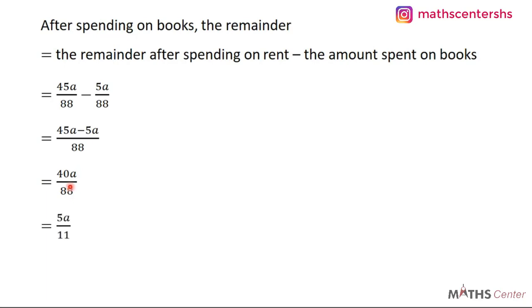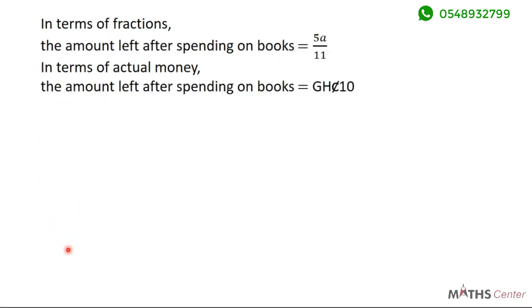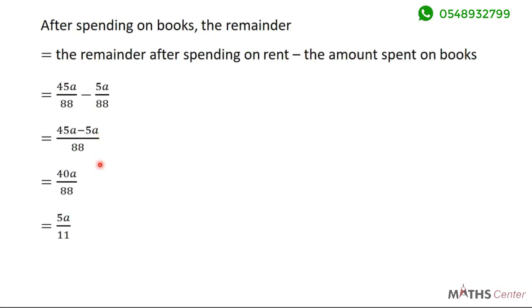So from here, we can simplify further. 8 will cancel 40 5 times, and it will cancel 88 11 times. So we have 5a over 11. So this is broken down to the simplest form to get 5a over 11. So we can say that in terms of fractions, after spending on books, he has 5a over 11.